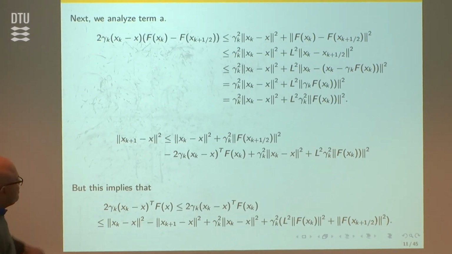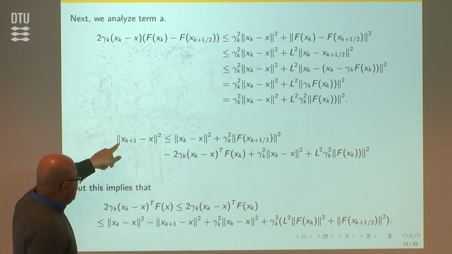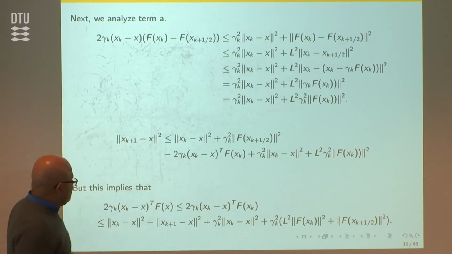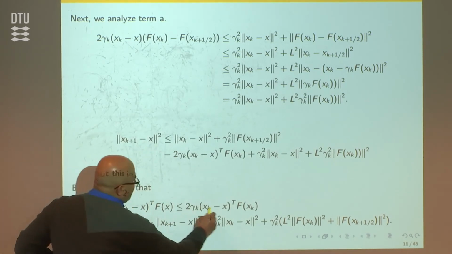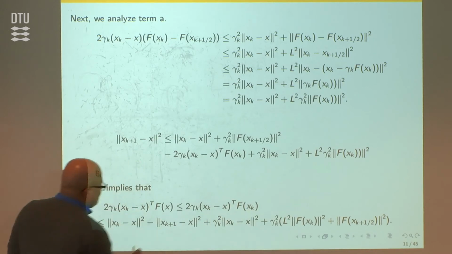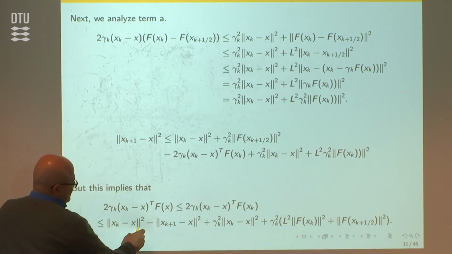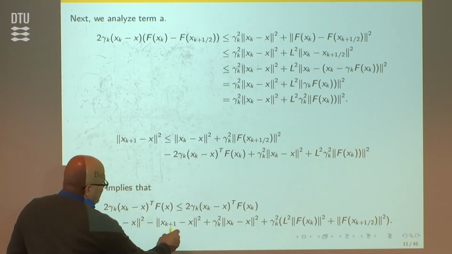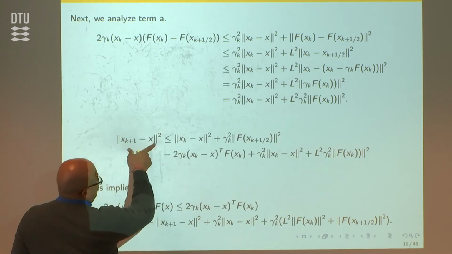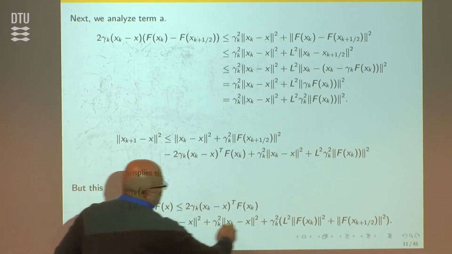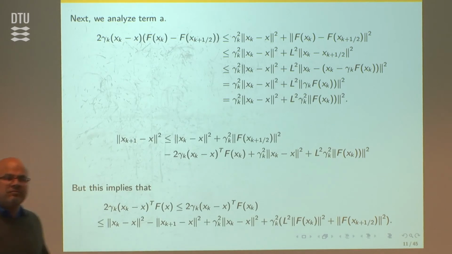Now, I'm going to take this to the left side and take this to the right side. So I have gamma k xk minus x transpose f of xk is less than xk minus x the norm squared minus xk plus 1 minus x, because this has been taken to the right side, plus everything else. Okay.